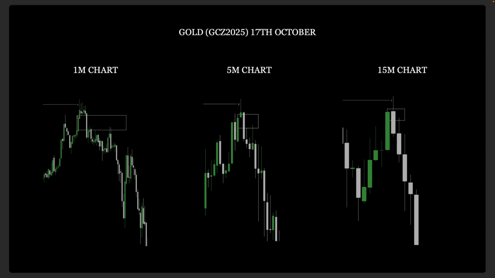So on the 1 minute chart, this is what it looks like. You can see here there's another inversion fair value gap, right? On the 5 minute chart, it looks a little less clean. And on the 15-minute chart or anything above that, it looks like two candles wherein the first candle is huge and the second candle lies within the body of the first candle, right?